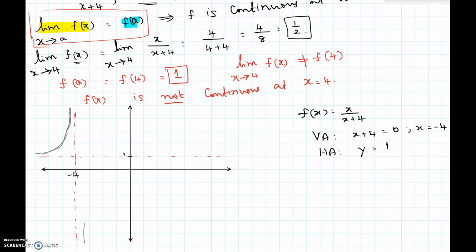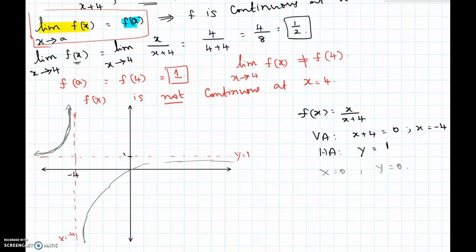So we will draw a rough sketch of the graph. The horizontal asymptote is y equal to 1, and the vertical asymptote is x equal to negative 4. And then the graph is going to look like this, and it's going to pass through the origin, because when you plug in x equal to 0, y equals 0 in the original piecewise defined function, so the graph will pass through the origin.